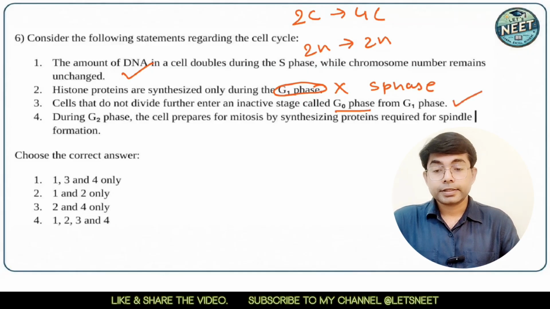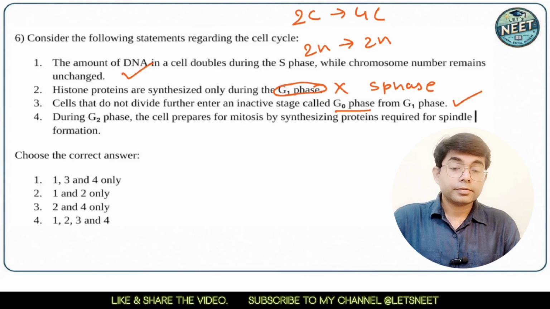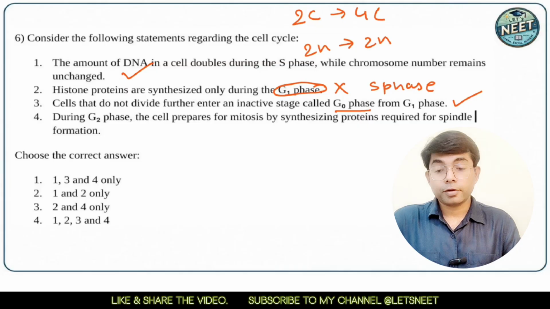This is also correct. During G2 phase, the cell prepares for mitosis by synthesizing proteins required for spindle formation. Yes, this is also right. So except 2, all are correct.